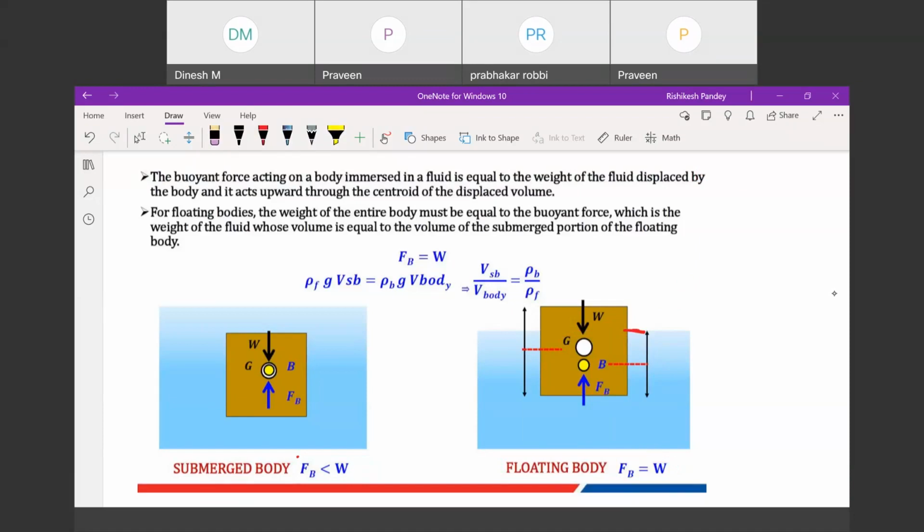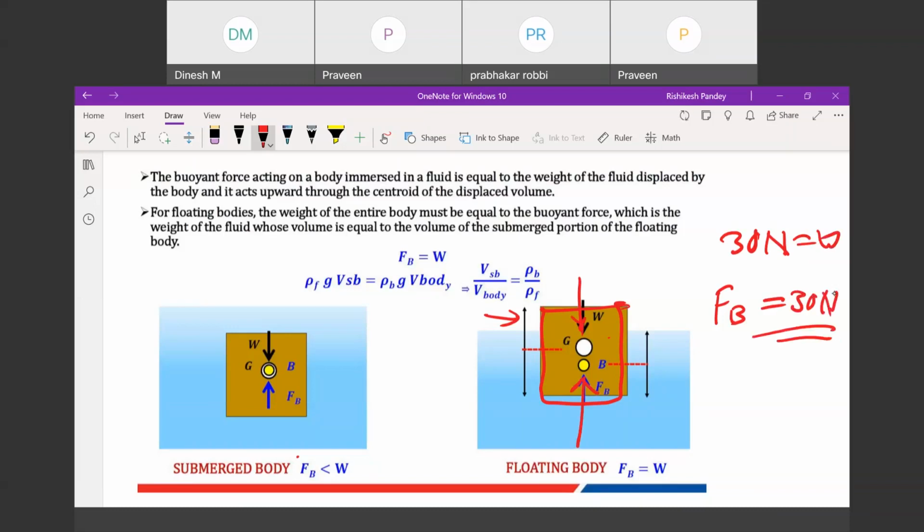Now, if you want to calculate the buoyancy force acting on this floating body, let's say it is given in the problem that the weight of this body is 30 Newton, and they ask what the buoyancy force is here, and it is floating, not submerged. What we know is that it can float only when the buoyancy force and weight are equal. So if the weight is given as 30 Newton, the buoyancy force should also be 30 Newton only. Then only it can float here. So this is the case for a floating body. Now, when it is a submerged body, obviously FB is less than the weight.